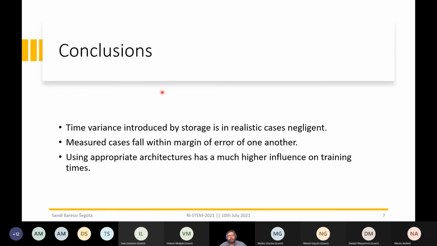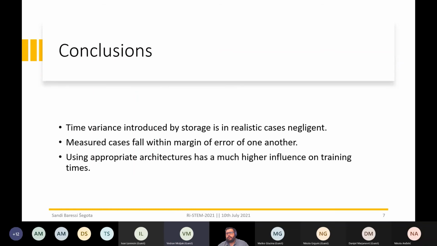And one thing that can be noted, if we go back to the comparison of execution times on CPU and GPU, is that usage of appropriate architectures for the models for training, whether that is a GPU or CPU, depending on our case, has a much higher influence on training times than storage options will have. That is all for me. If you have any questions, I'll be glad to answer them.